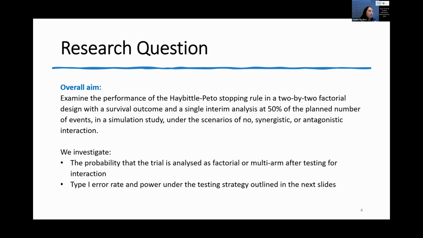So the overall aim was to examine the performance of this Haybittle-Peto stopping rule in a 2x2 factorial design with a survival outcome and a single interim analysis at 50% of the planned number of events, so mimicking the VAPOR-C trial in a simulation study under the scenarios of no synergistic or antagonistic interaction. So we wanted to particularly investigate the probability that a trial is analyzed as factorial or multi-arm after testing for interaction, and also the type 1 error rate and the power under the testing strategy, which I will discuss in a few minutes.